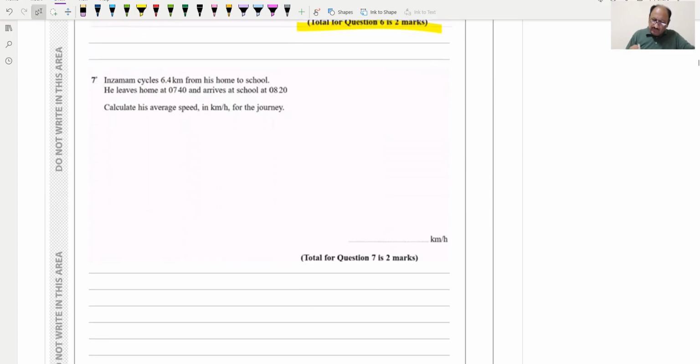Now question number 7, which is also 2 marks, says Zamam cycles 6.4 kilometer from his home to school. He leaves home at 7:40 and arrives at school at 8:20. Calculate his average speed in kilometer per hour for the journey. So what we can do, we know that speed is equal to what? Speed is equal to distance over time, and distance is 6.4 kilometers. So we can write speed is equal to 6.4 kilometers divided by time, and time is so much.